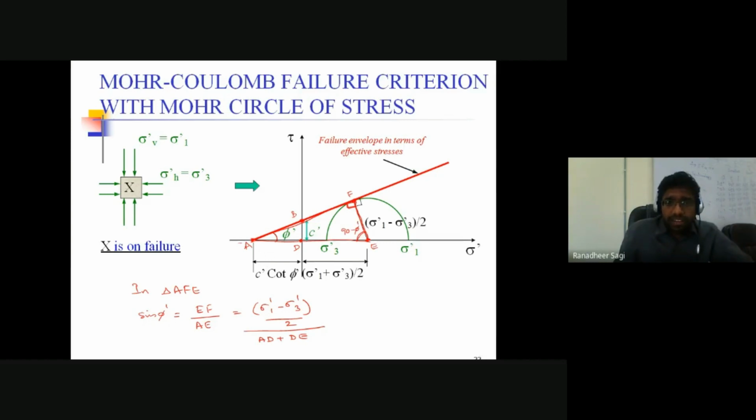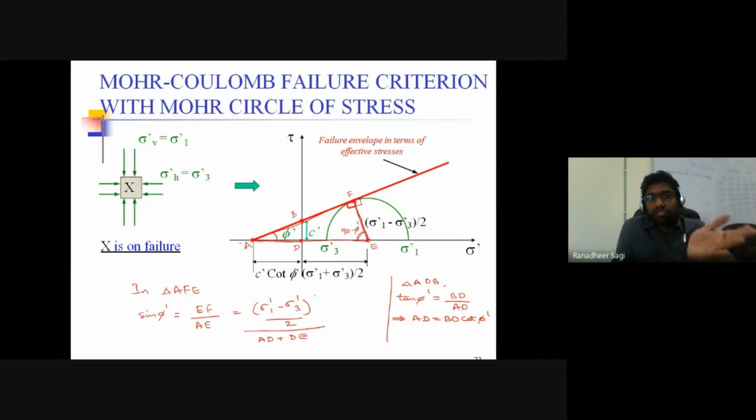What is AD distance equal to? How are we getting this AD distance? I am getting it from the triangle ADB. From triangle ADB, the opposite side is c dash, which I know. The adjacent side is what I want to calculate. So I can say tan phi dash is equal to BD by AD. From this, AD is nothing but BD by tan phi dash, which I can also write as BD into cot phi dash, because 1 by tan phi dash is cot phi dash. So that's how we get the distance AD.